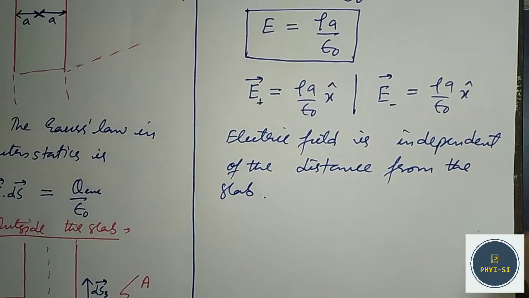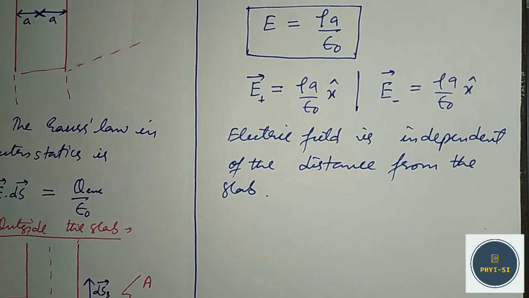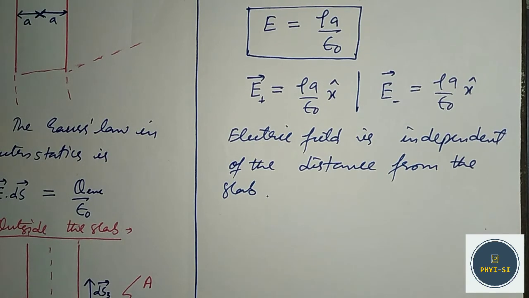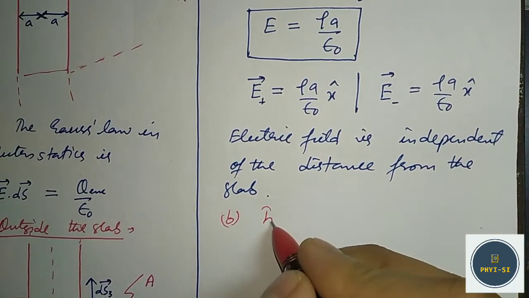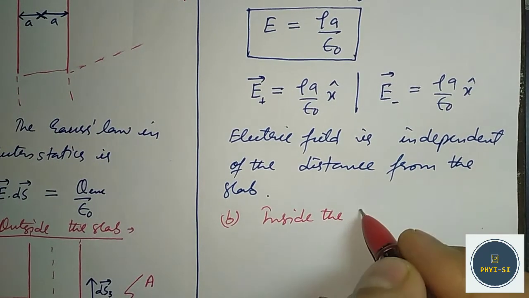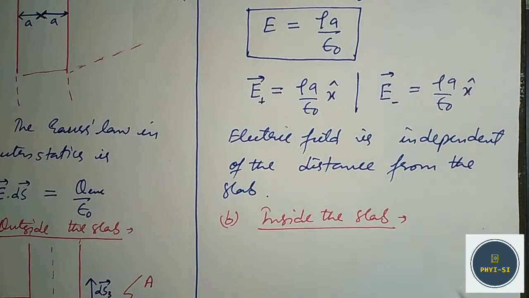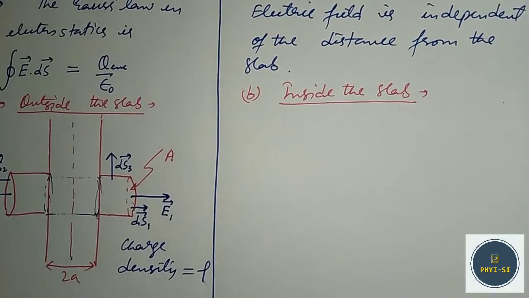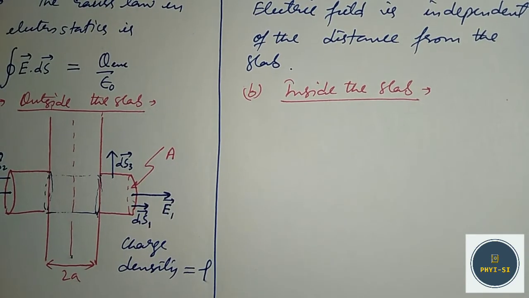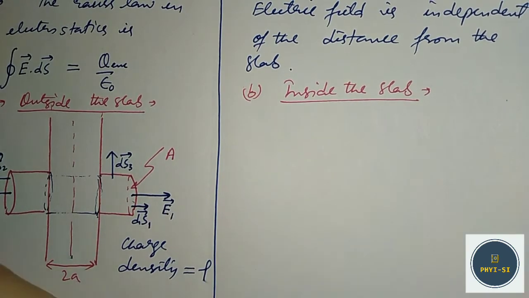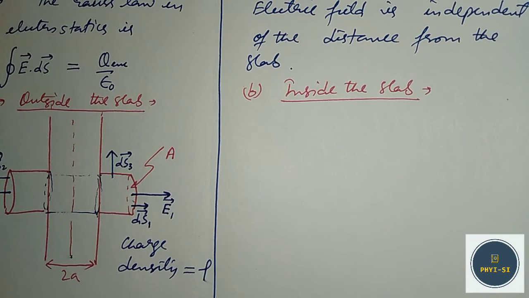Okay, so we have derived the electric field just outside the slab. Now we have to find the electric field inside the slab. To find the electric field inside the slab, we will again think of a Gaussian surface, so that one end of the Gaussian surface should be inside the slab.